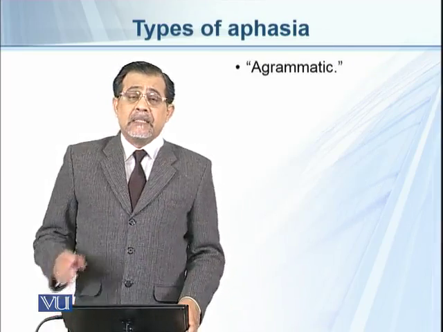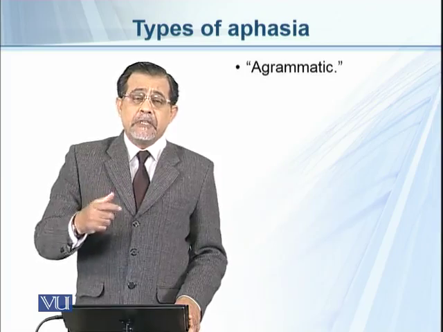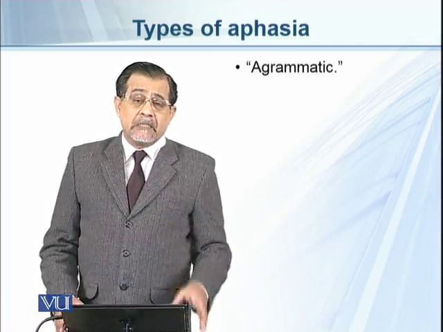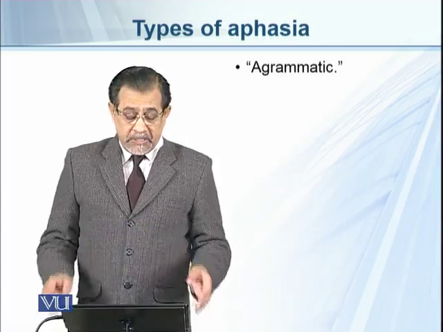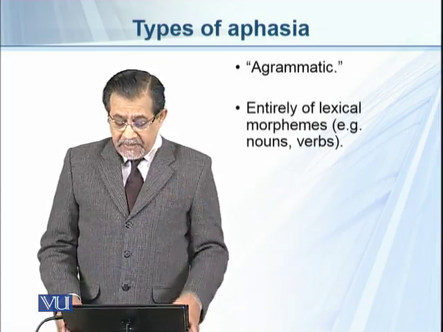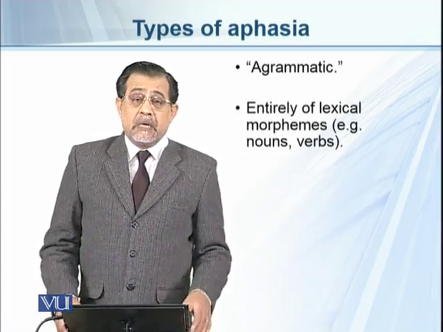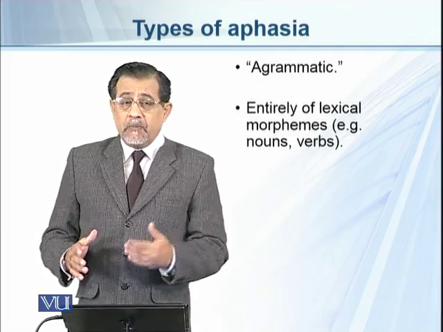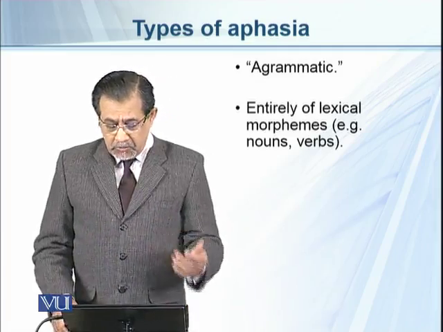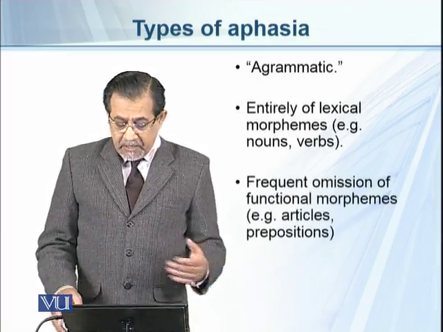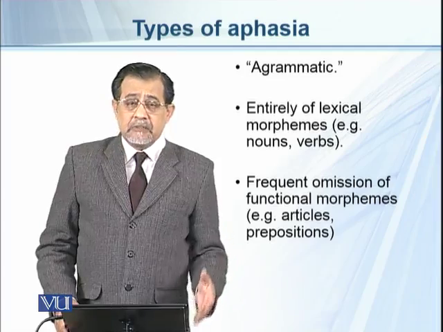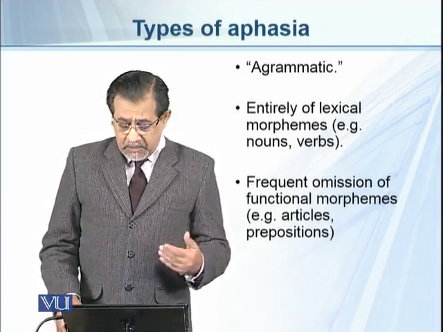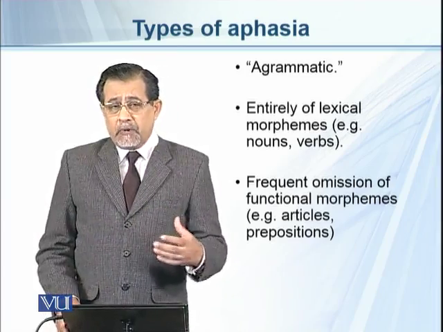Agrammatic, this is the type of aphasia in which a person does not take care of grammatical categories. For example, he uses entirely lexical morphemes. It means that the person has a problem with the functional morphemes. So he uses nouns, verbs, with frequent omission of functional morphemes, articles, prepositions. So the person, he or she, is unable to use functional morphemes properly.